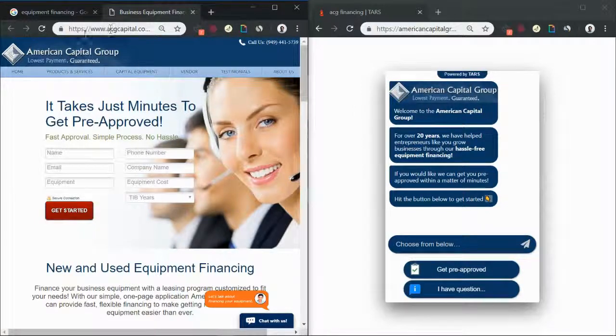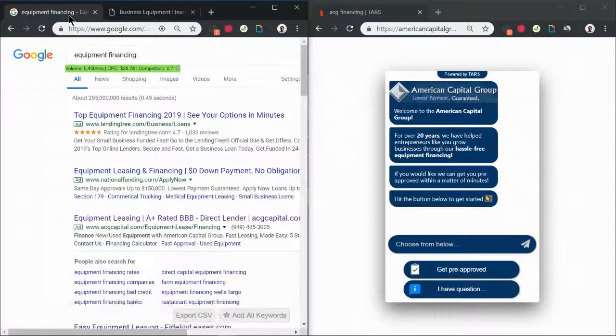I reached this traditional landing page for the American Capital Group through a Google ad. I did a quick Google search for equipment financing, and it was the third link that showed up. And if this keyword tool is to be believed, American Capital Group has essentially paid $28.78, around $30, for my click.